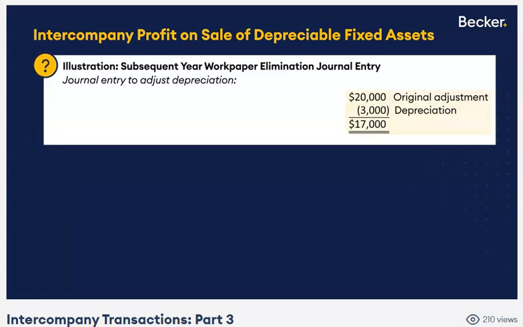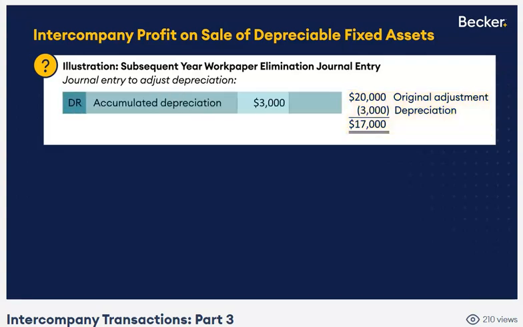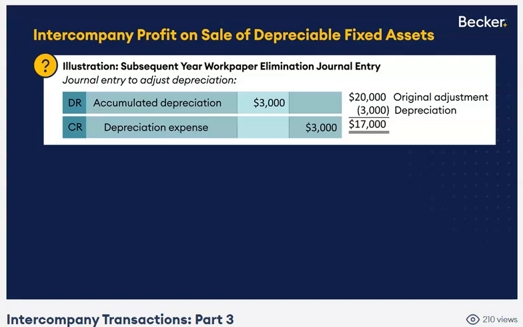And then we look at the journal entry to adjust the depreciation. This is the same every single year. This year, the second year, the third year, the fourth year, and so on. You will eliminate the extra $3,000 by debiting accumulated depreciation and crediting depreciation expense. And you'll do that every year until the depreciation is fully utilized or until it's sold to a third party.